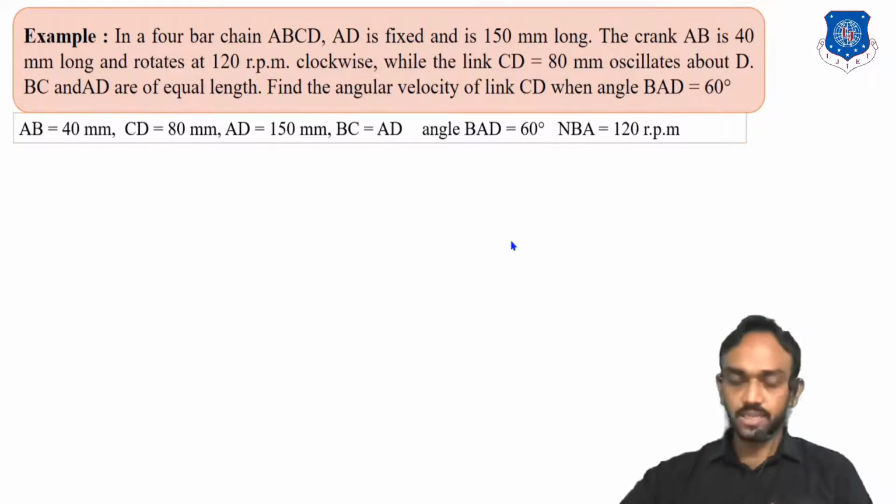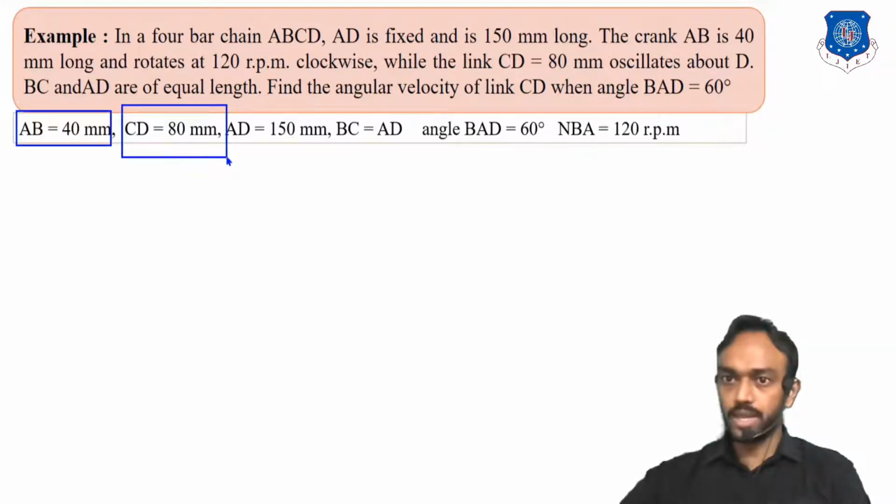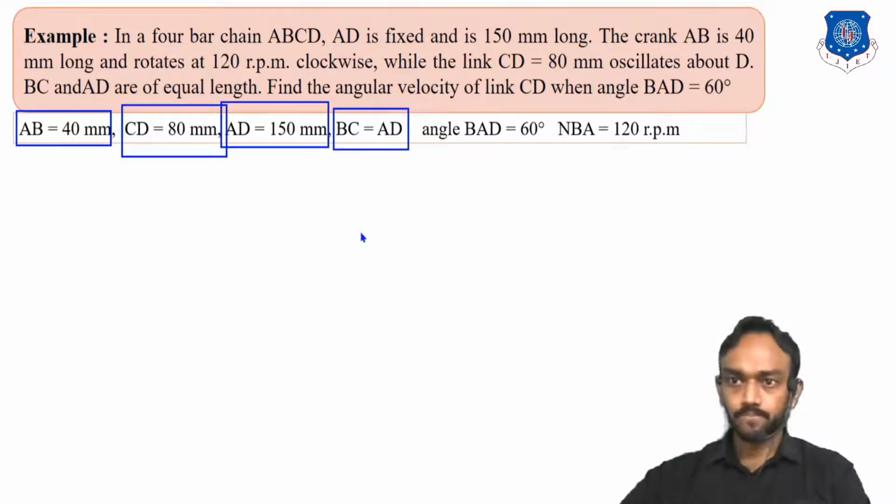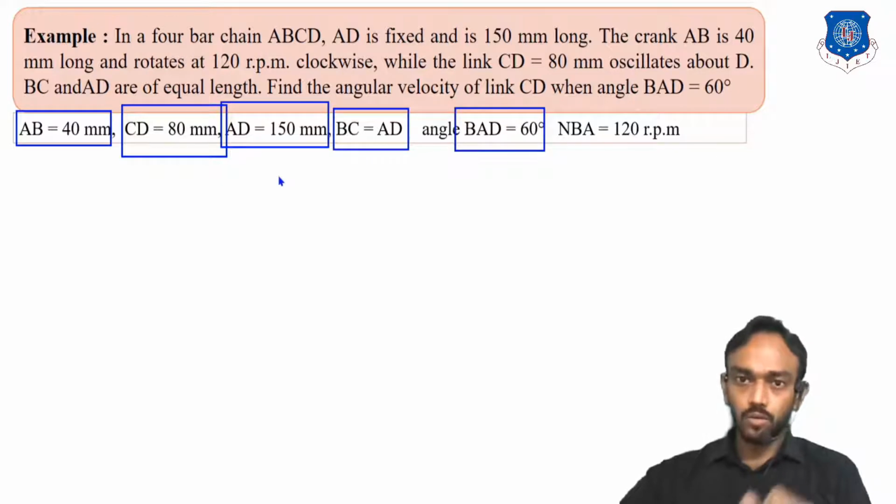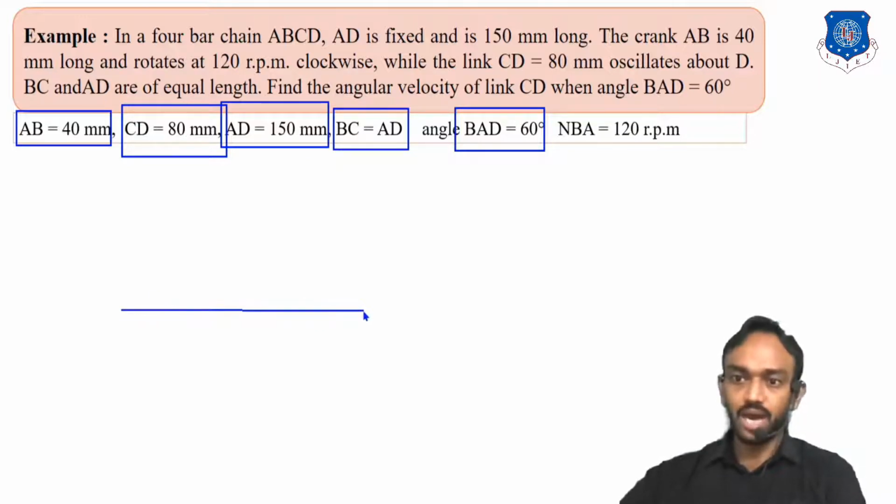Angle of BAD is given. So first of all, we have to draw this whole mechanism. So check these dimensions first. The lengths of all 4 links are given here, because AD is equal to BC. So we have to draw this using this angle. So how can you draw this? This measurement is 150 mm, and when you are going to draw 150 mm, that is half a foot, you can't draw it in your notebook. So you have to take a scale here and check this out.